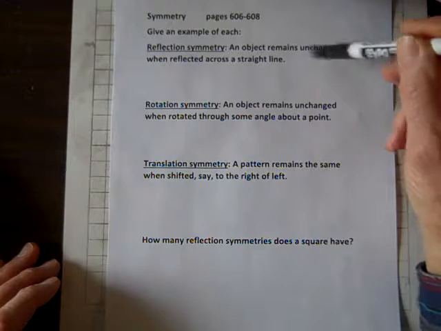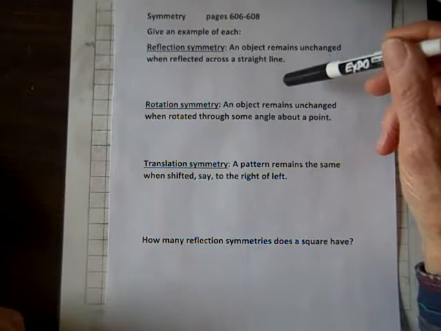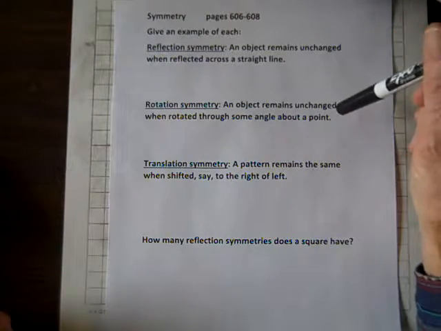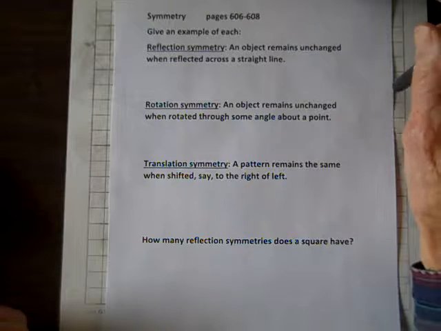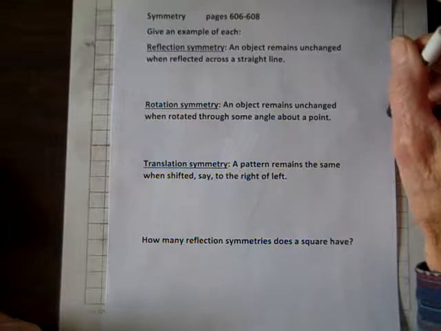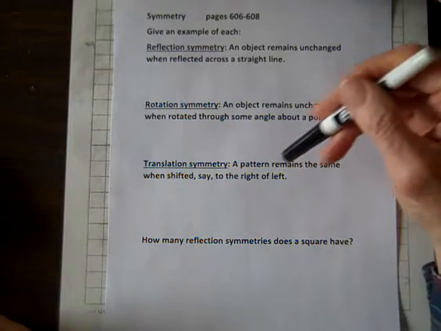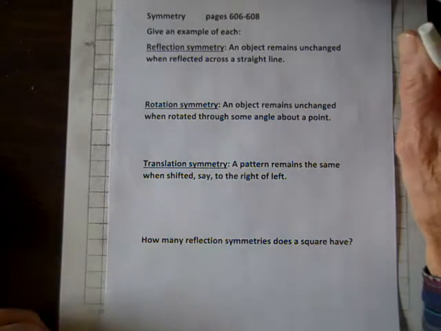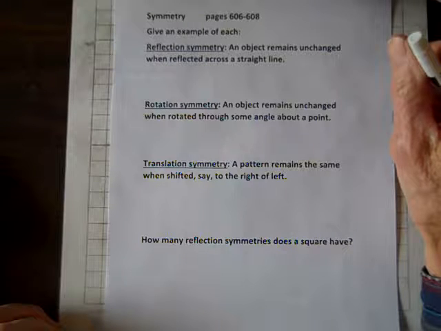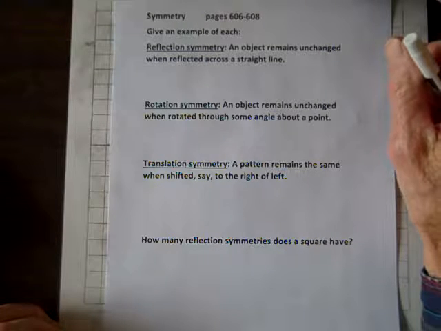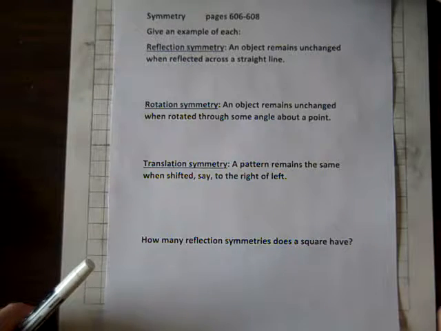So an object remains unchanged when reflected across a straight line. Rotation symmetry: an object remains unchanged when rotated through some angle about a point. And translation symmetry: a pattern remains the same when shifted, say, to the right or left. That should be or there.